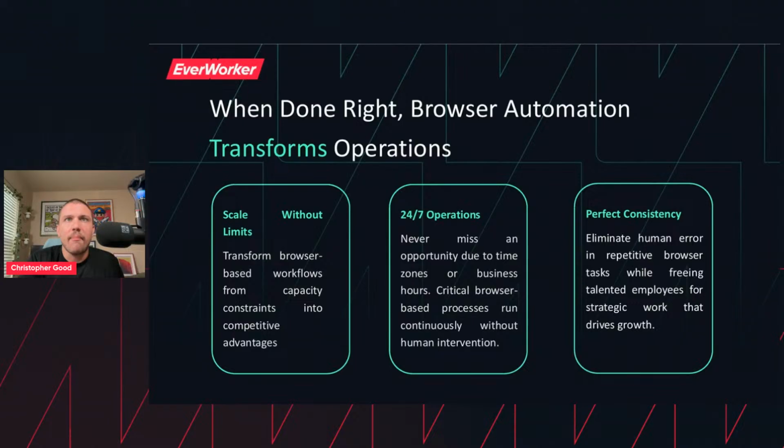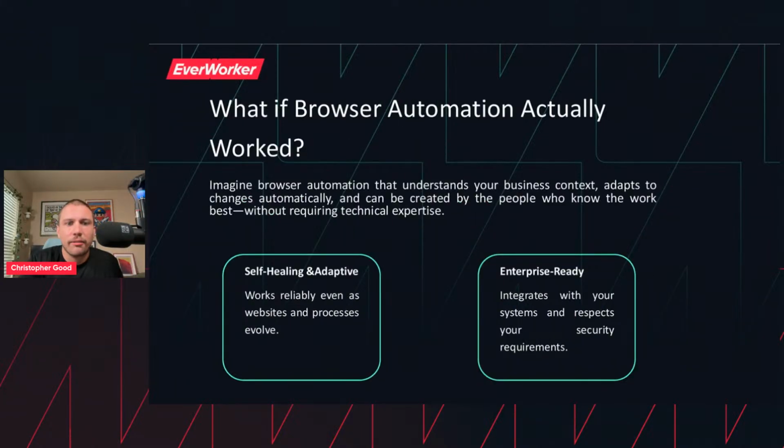Now, imagine for a moment that browser automation actually worked the way it should, right? Imagine it understands your business context. It adapts to changes automatically and can be created by people who know the work best without requiring technical expertise. Imagine an automation that's self-healing and adaptive and works reliably even as websites and processes evolve. There's no more breaking every time there's an update.